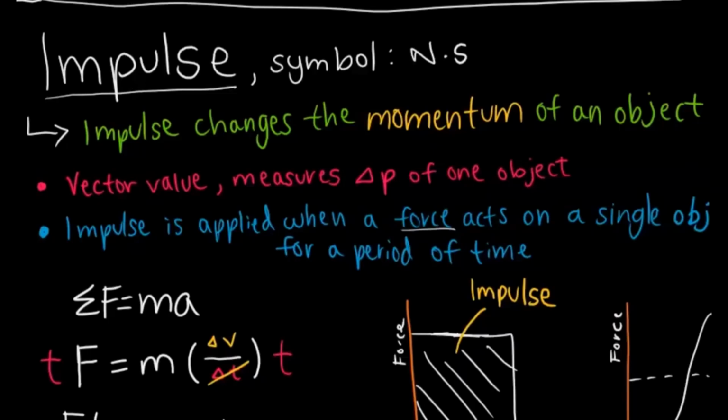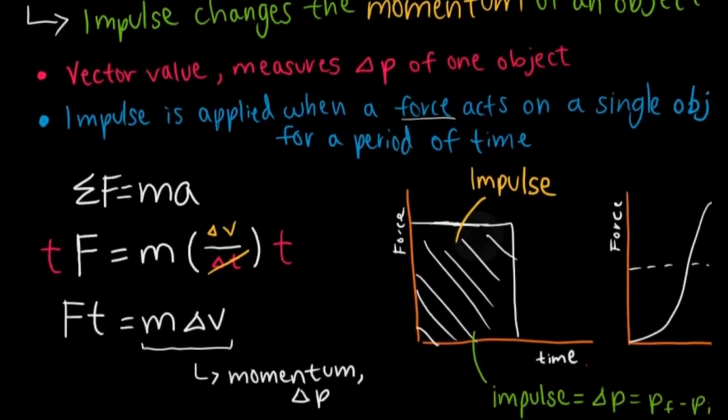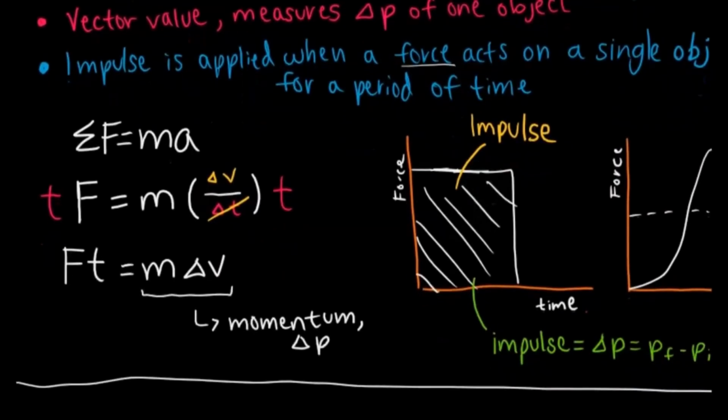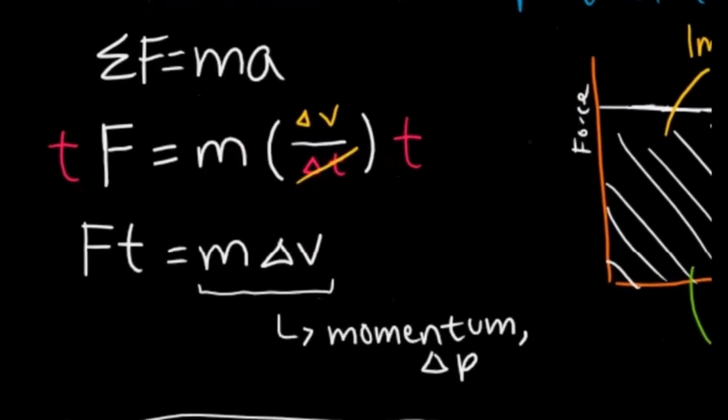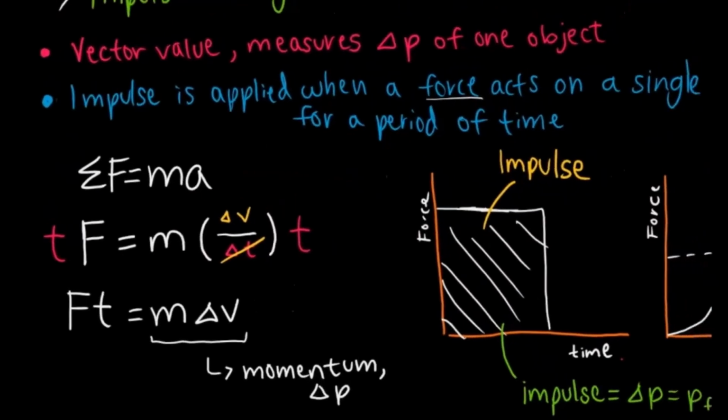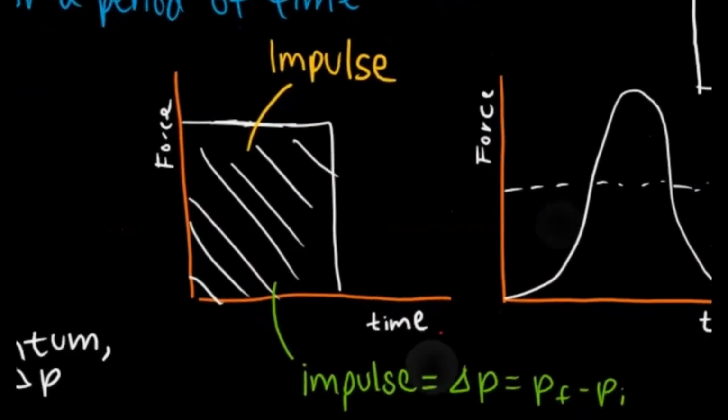So the second big idea is impulse. Impulse is what changes the momentum of the object, and it's measured in newton-seconds. Impulse is a vector value, and you can derive it from Newton's second law. Acceleration can also be expressed as change in velocity over change in time, and therefore we can multiply time on both sides to get Ft equals m times change in v. So m times change in v is also just change in momentum. So change in momentum is equal to Ft, which is equivalent to impulse.